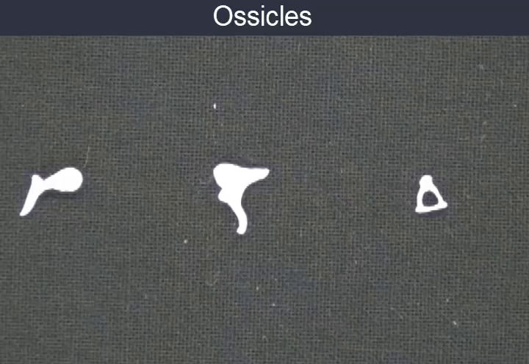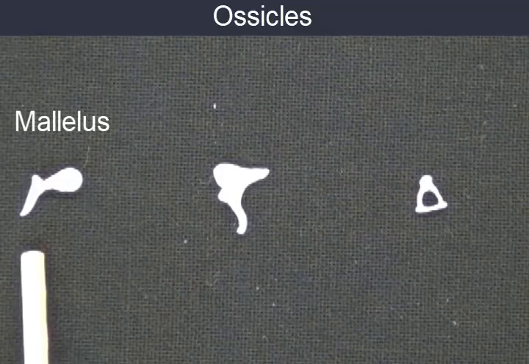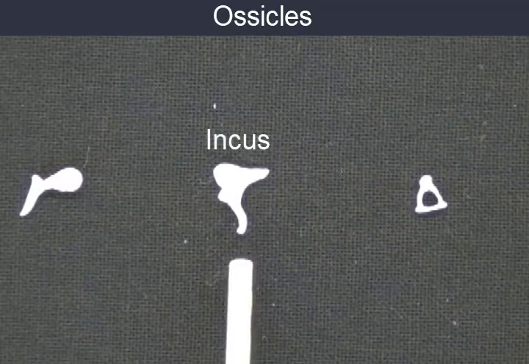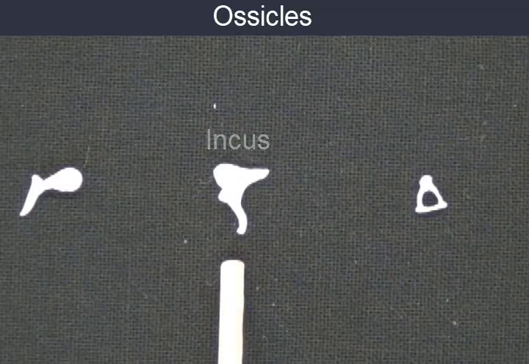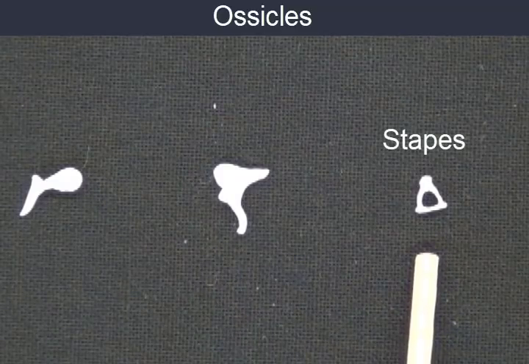Within the temporal bone, there are three tiny bones. These three tiny bones are the ossicles. The first of the tiny bones is called the malleus. The second is the incus. And the third is the stapes.